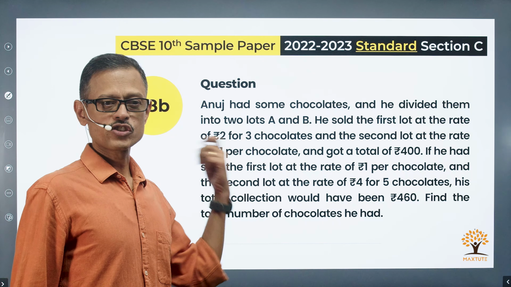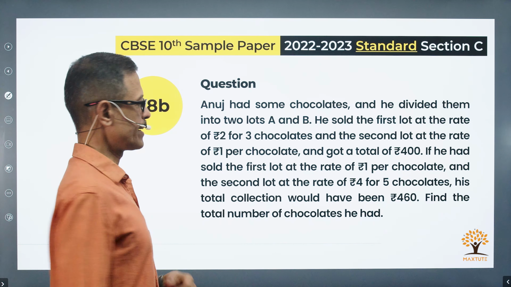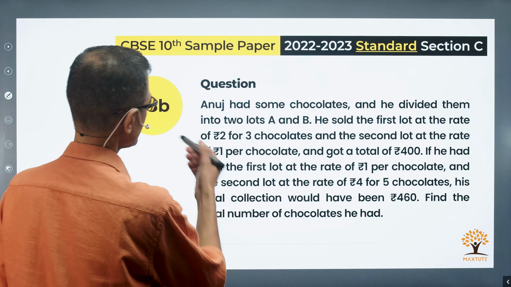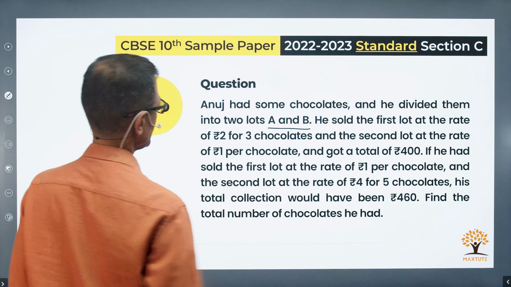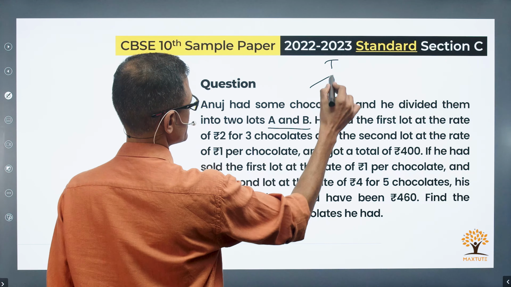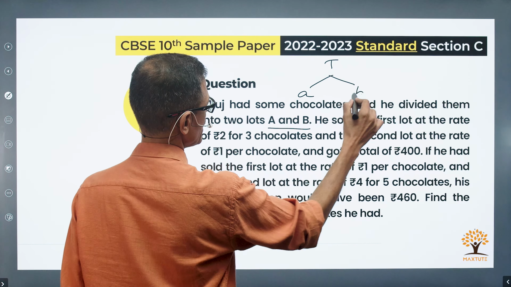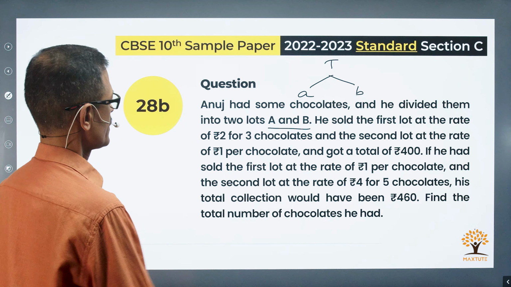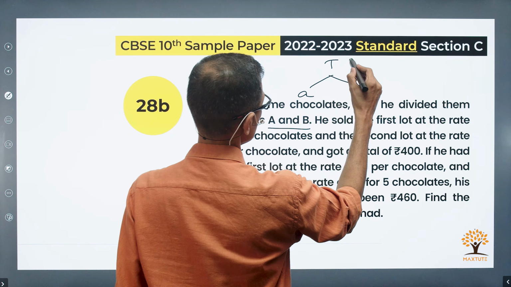This question had an internal choice, so we're looking at the second choice in this, 28B. Anuj had some chocolates and he divided them into two lots, A and B. So he's got a total number of chocolates. He's dividing it into two lots, A and B. Lot A has A chocolates. Lot B has B chocolates. So total number of chocolates will be equal to A plus B.